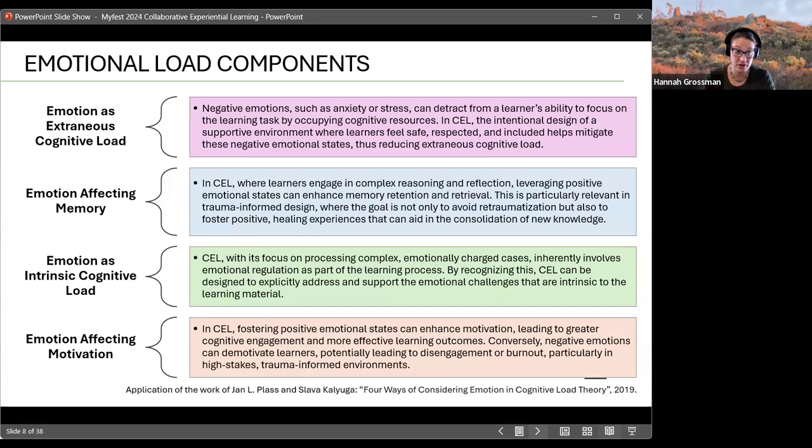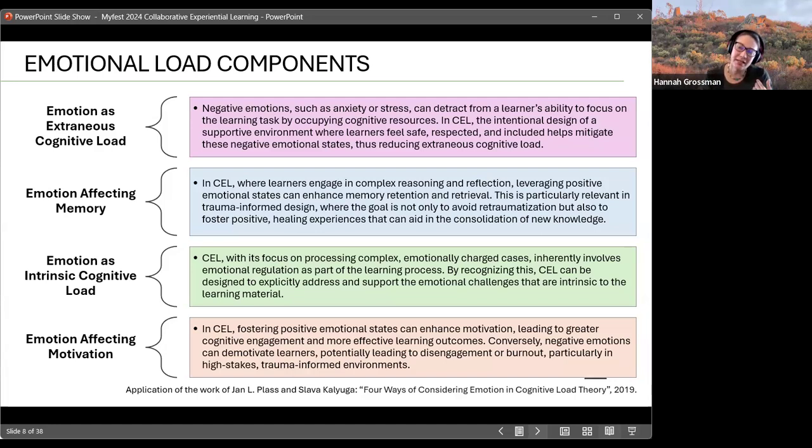State-dependent memory fits here as well. Also, just using positive emotional states can enhance your memory retention and retrieval. Being aware and being positive can make it easier to remember. So that's another impact of emotional load.